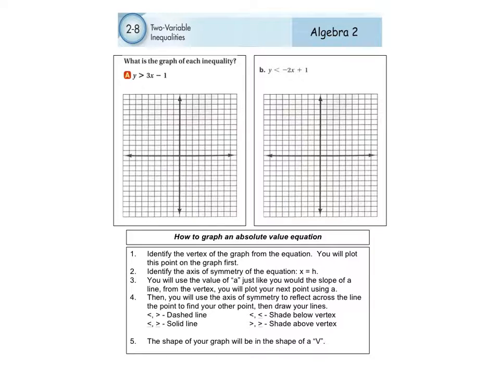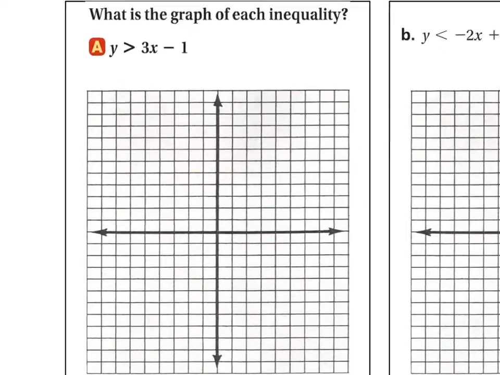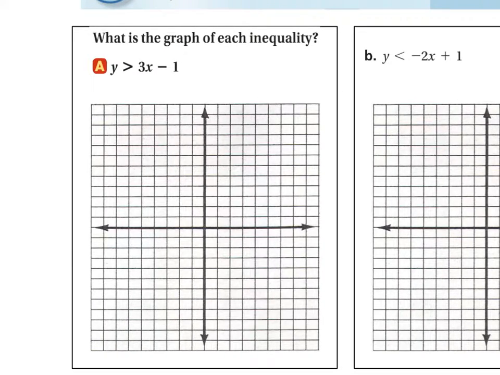Okay, so let's take a look at these first two examples of graphing linear inequalities. What is the graph of each inequality? You can see that this inequality is in slope-intercept form. I know that my slope is 3, and the y-intercept, or b, is -1. I'm going to always plot this point first. That tells me how much I go up or down. So I'm going to go down 1 and put a dot right there. So down 1, put a dot.